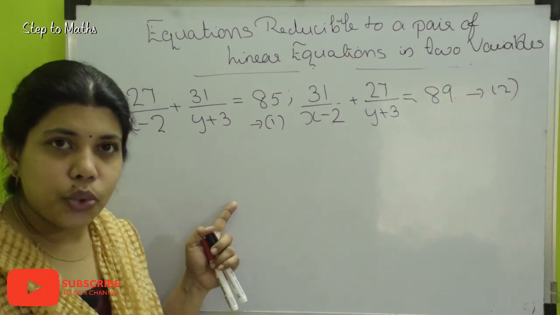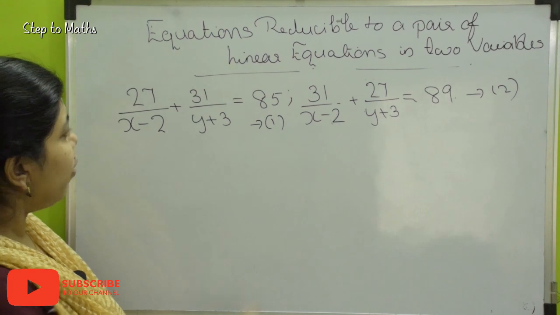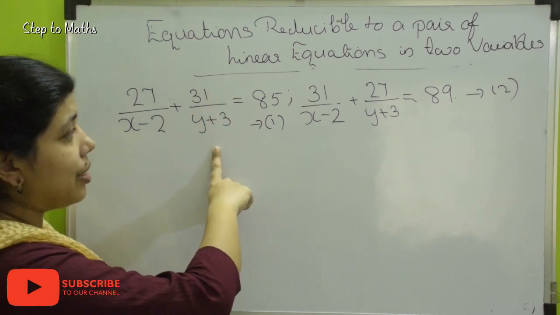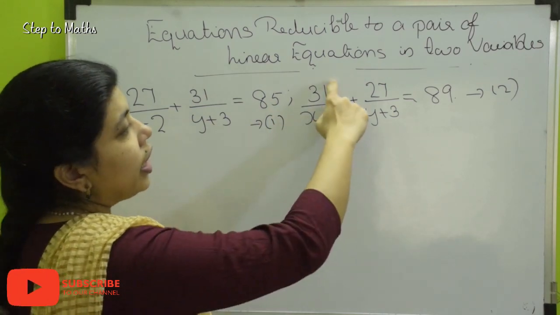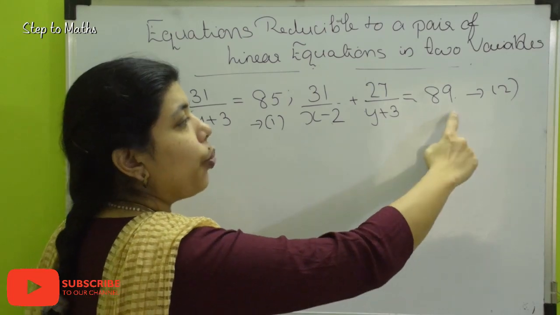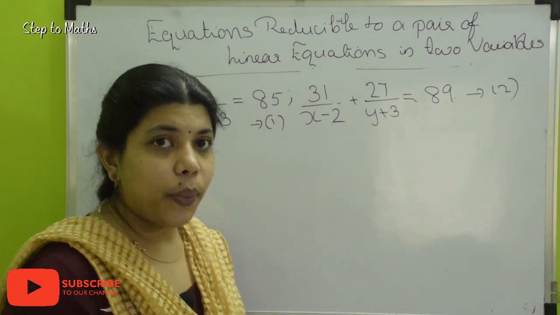Consider these two equations. 27 upon x minus 2 plus 37 upon y plus 3 is equal to 85, and 31 upon x minus 2 plus 27 upon y plus 3 is equal to 89. These are the two given equations.